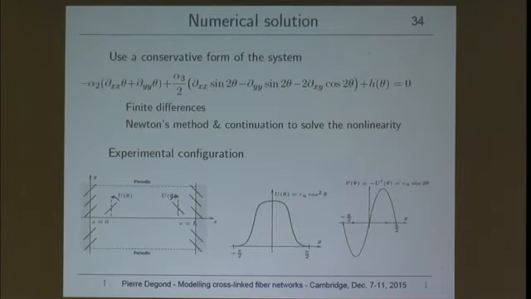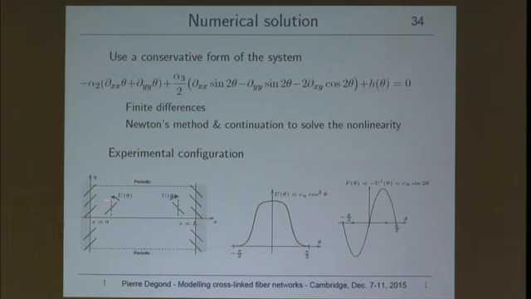Okay, let's look at the numerical solutions. You can recast the model in the following form. You have this Laplacian, then you have cross derivatives, which you can simplify by using the sine and the cosine of the angles. These are nonlinear terms. Then this is a term coming from the force. We did just simple finite differences, Newton methods for solving the nonlinearity, and some continuation because it's highly nonlinear. And we use an experimental configuration, which is 2D, but we assume periodic boundary conditions here.